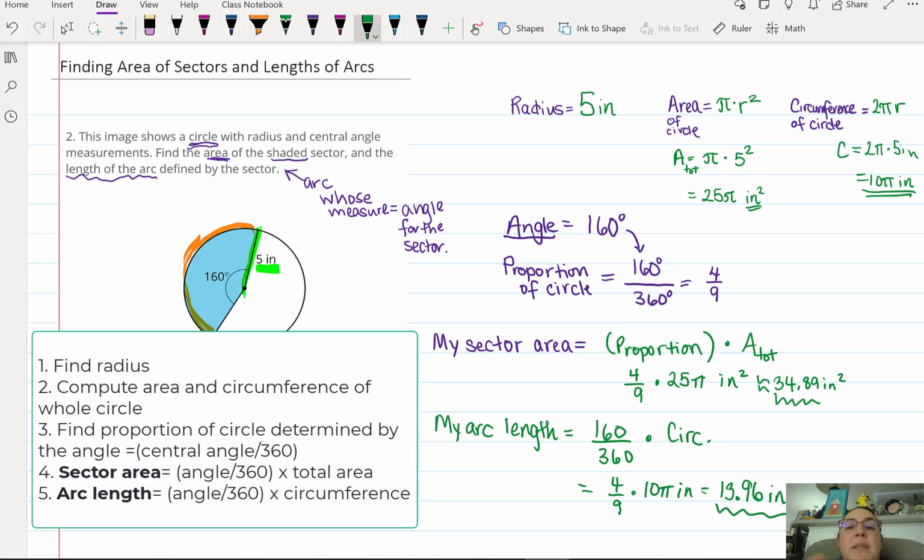So those are my steps. Get the radius, compute the area for the whole circle, and the circumference for the whole circle, if I'm trying to get both. And then whether it's area or arc length, I just take the proportion of my angle to 360 degrees. And that's the fraction I'm going to multiply my area or circumference by.